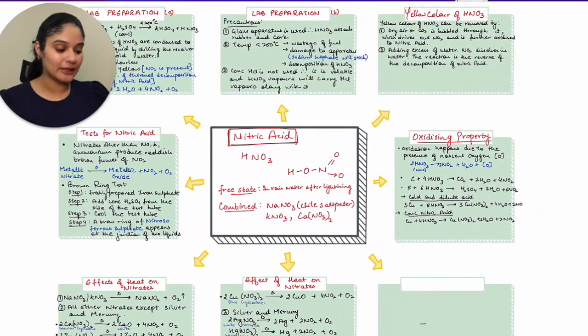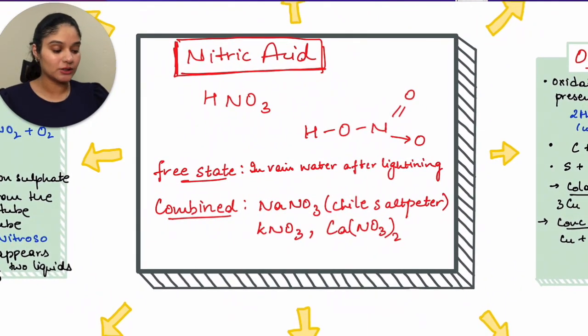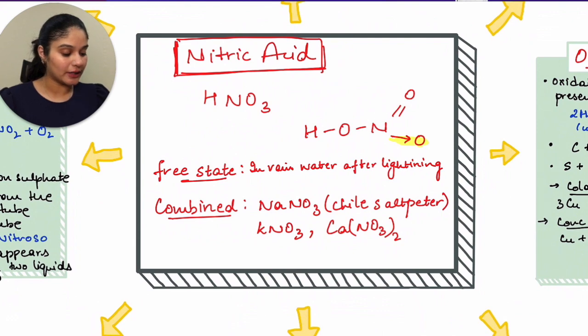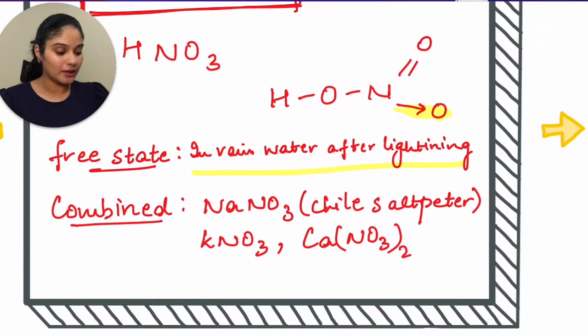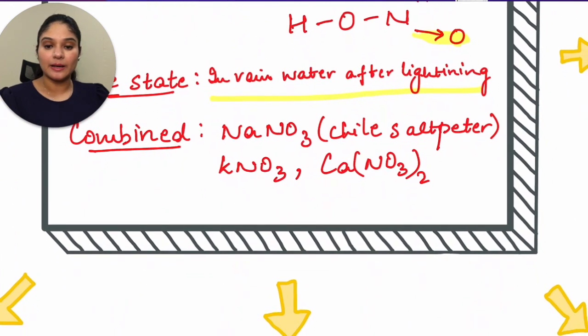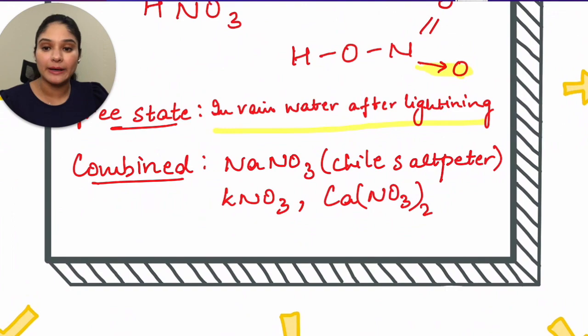Okay, let's get started with the nitric acid portion. So this is nitric acid, that is HNO3. This is what the structure looks like. You have one lone pair shared with oxygen and you have a double bond O on the other side. Then you have the free state. It is found in rainwater after lightning. It is available there in traces, not in a very huge amount but in traces. The next is the combined state. In combined state you get it as chile saltpeter, that is NaNO3. Then you have KNO3, Ca(NO3)2. So sodium nitrate, potassium nitrate, calcium nitrate. In these forms you get nitric acid in the combined form.